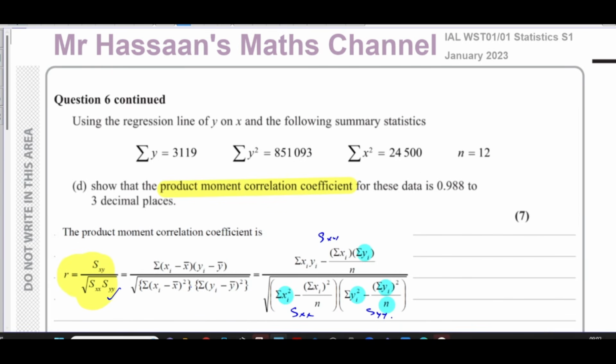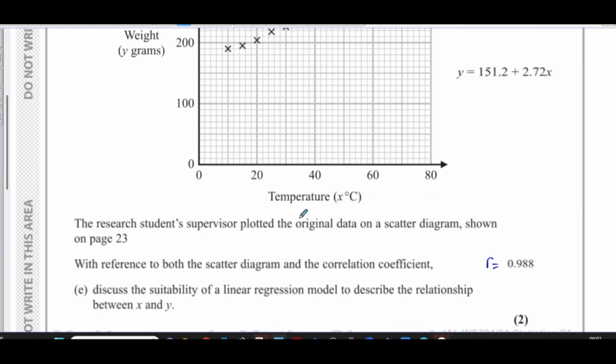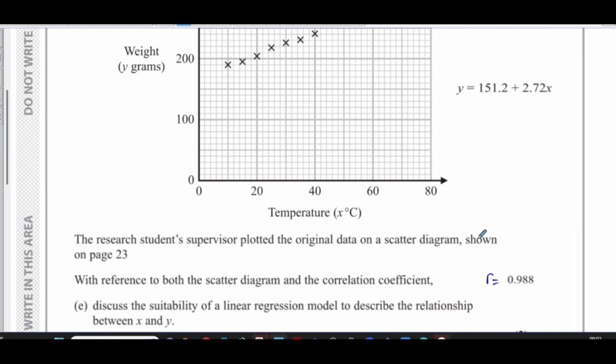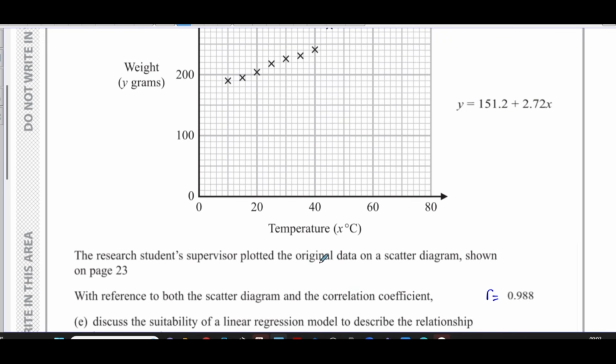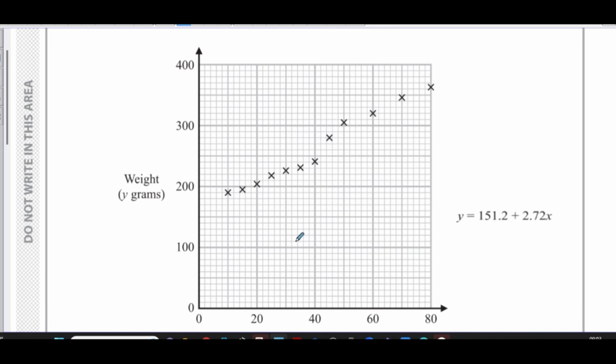All right, now for the last part of this question, which is part E. It's over here. It says, the research student supervisor plotted the original data on a scatter diagram shown on page 23, which is this page here. With reference to both the scatter diagram and the correlation coefficient, which was 0.988, discuss the suitability of a linear regression model to describe the relationship between x and y. Now, what does that mean? A linear regression model, they're saying, basically, how suitable is it for us to use a line of best fit, which is a straight line, to help us to predict values within this data. How suitable is a line of best fit, which is a straight line, for this?